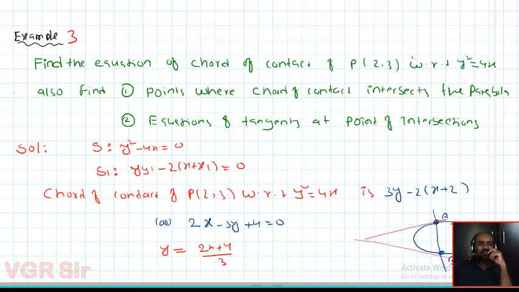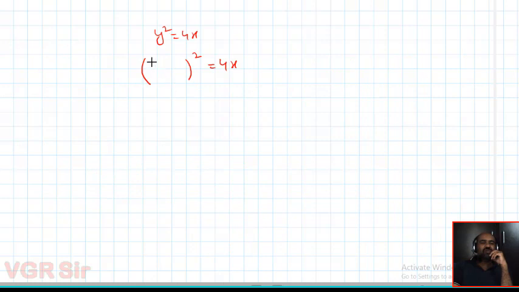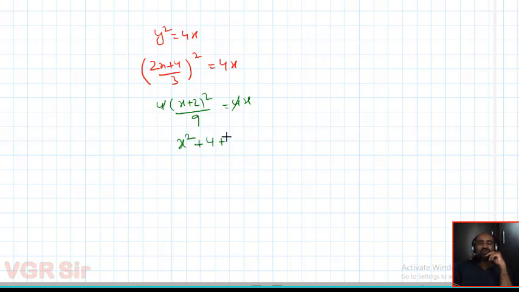So y square equal to 4x. Instead of y, what can I write? 2x plus 4 by 3. Students, you can take 2 common. 4 times (x plus 2) whole square by 9 is equal to 4x. This 4 gets cancelled. So x square plus 4 plus 4x equal to 9x.